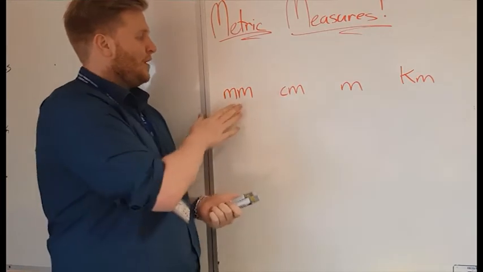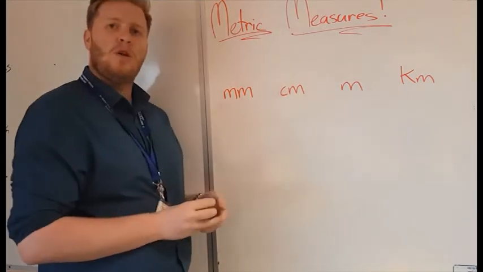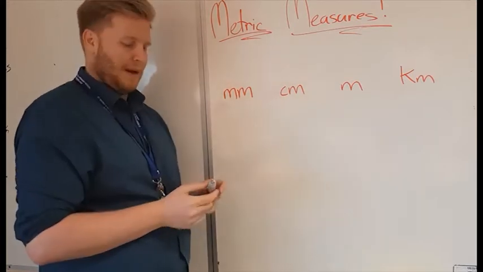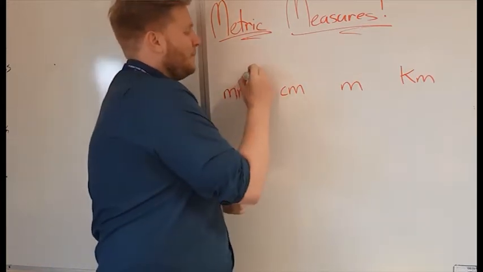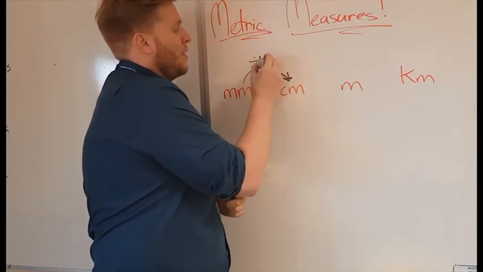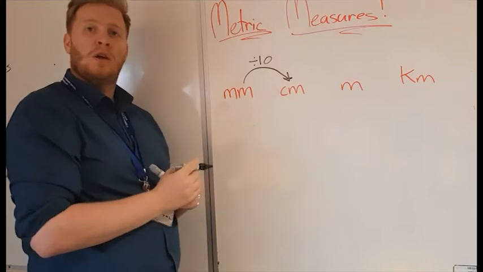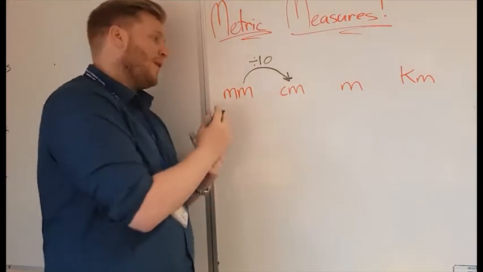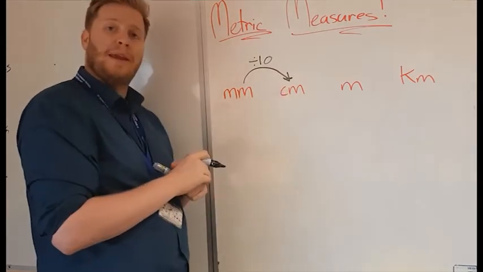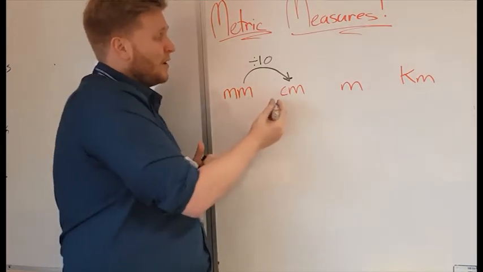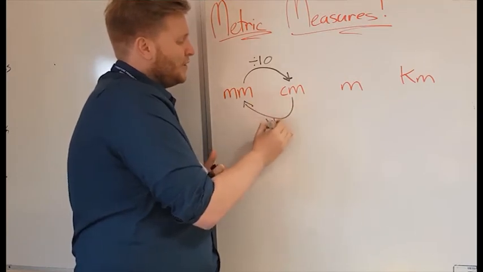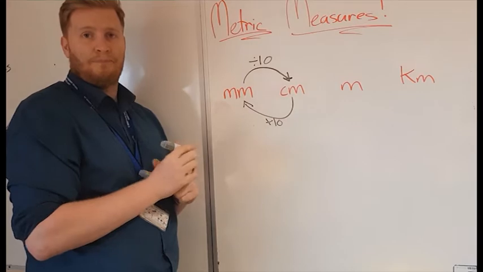So let's look at how to convert them. Firstly, we need to know how many millimetres are in a centimetre in order to convert them. There are 10 millimetres in a centimetre. That means if we want to convert from millimetres to centimetres, we divide by 10. So if you had 100 millimetres, divided by 10, you would have 10 centimetres. And obviously the other way around, if you've got centimetres and you want to turn it to millimetres, you would times it by 10.